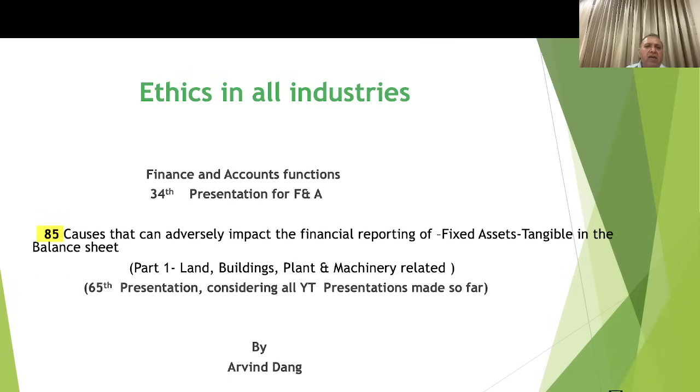Hello friends, today is my 34th presentation for the team of Finance and Accounts, and the subject is identifying aspects that can adversely impact the financial reporting of fixed assets in the balance sheet. In today's presentation, it is part 1, which includes land, building, plant and machinery only. Overall, this is my 65th presentation considering all the YouTube presentations, and 85 causes have been identified.